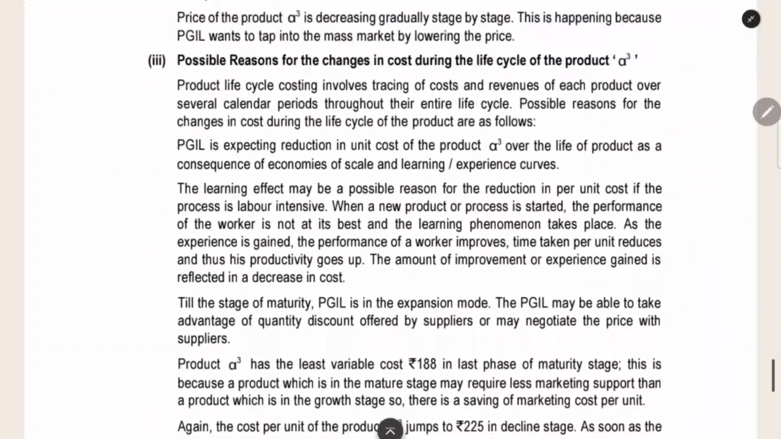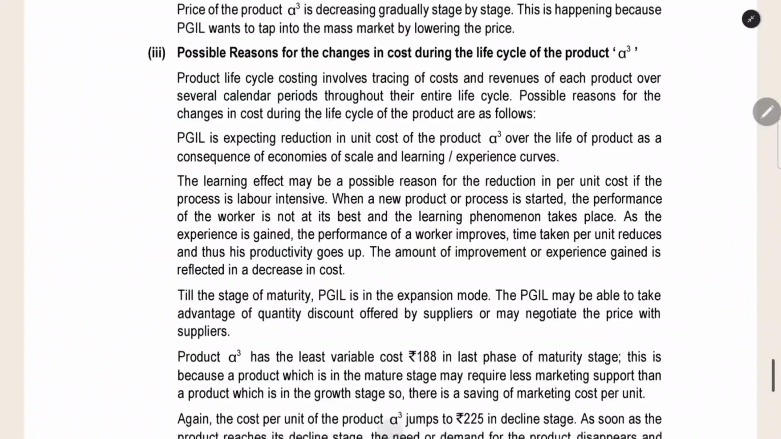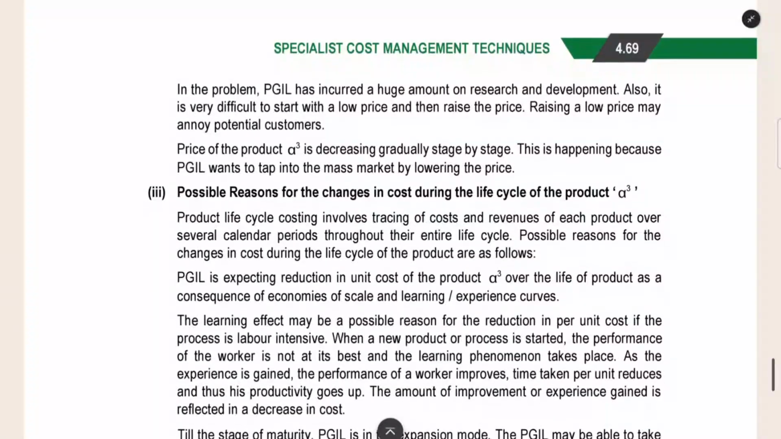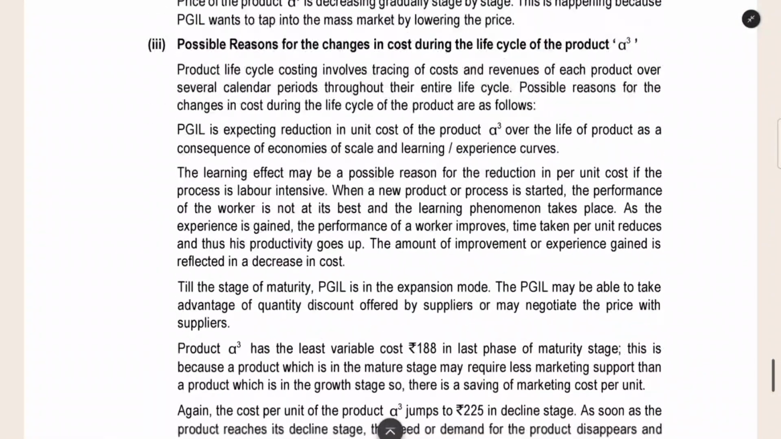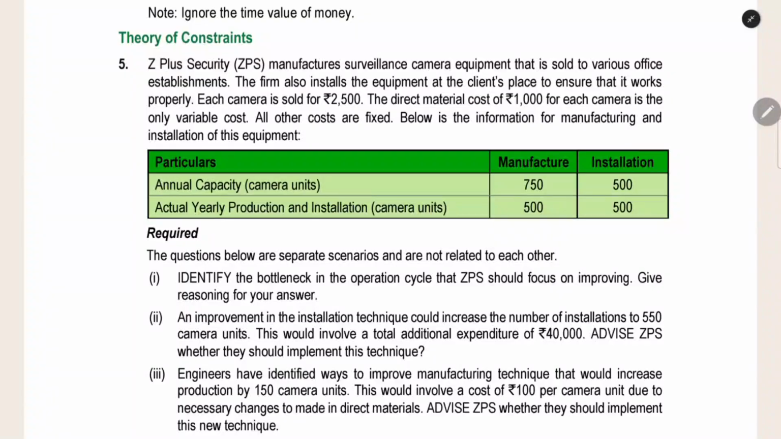The pricing strategy and the possible reasons for changes in cost, it is because of some reasons which are given in the theory part. This is a theory answer. You can read it by yourself. Now we can read the next question. This question is about the theory of constraints concept.